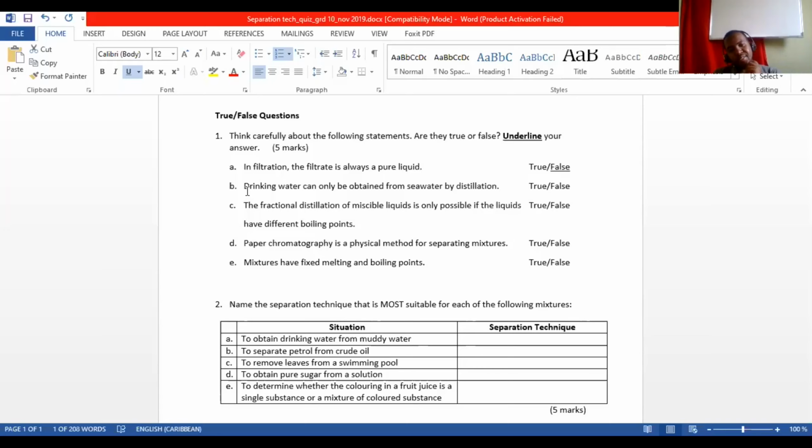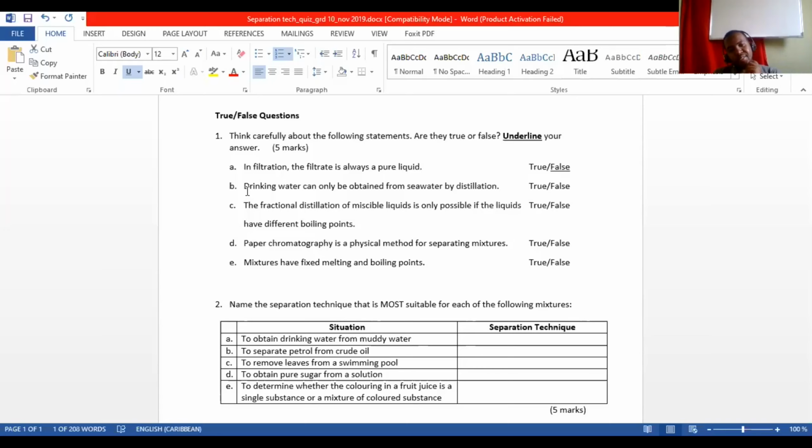All right, great. So today we're going to start off with a little revision on separating techniques. We're going to do these simple questions and then we move on from separating techniques. All right, so let's go.